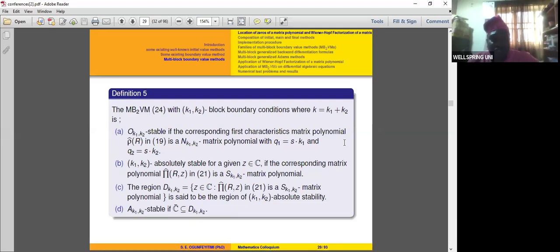You know, as earlier mentioned, N(k1, k2) is a polynomial, which is the same thing as normal zero stable in initial value method. Then we have that the method is absolutely stable for a given z in the complex plane if the corresponding matrix polynomial in 21 is what? S(k1, k2) matrix polynomial. Then we also have some definitions in C and D that satisfy the multi-block boundary value method.